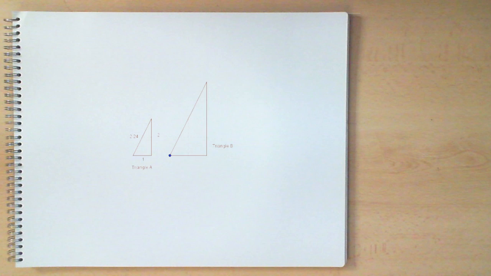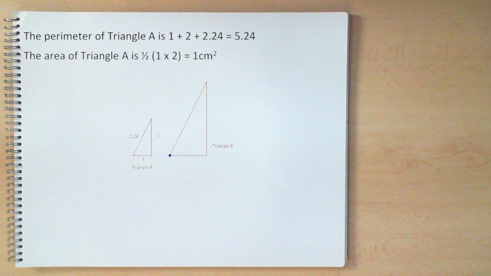First, let's work out the perimeter of triangle A. That's fairly straightforward. That's 1 plus 2 plus 2.24, that's 5.24. The area of triangle A is a half times the base times the height, or a half times 1 times 2. That equals 1 centimetre squared.